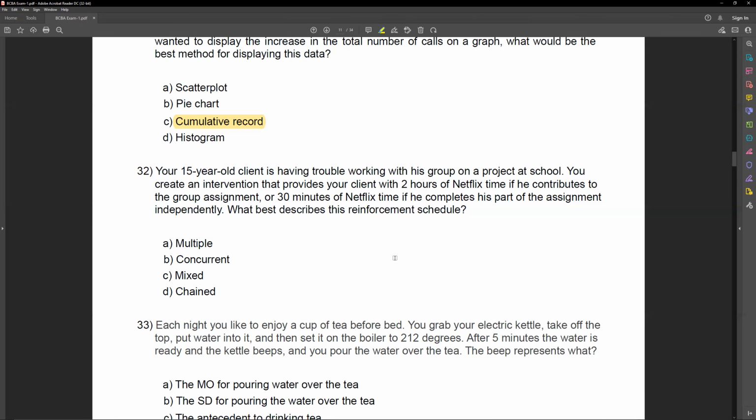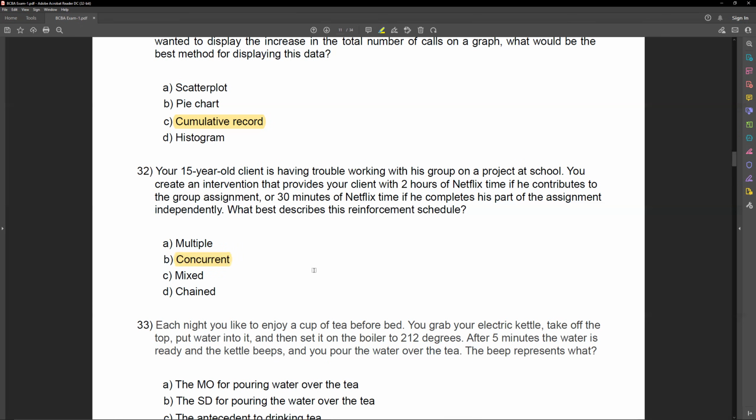Here, these are 2 separate reinforcement schedules, okay, where our client has a choice. B, concurrent, is our reinforcement schedule that offers choice. You can choose A and get this reinforcement for this response, or you can choose B and get this reinforcement for this response. Okay, that's what's happening here. This is a concurrent schedule.